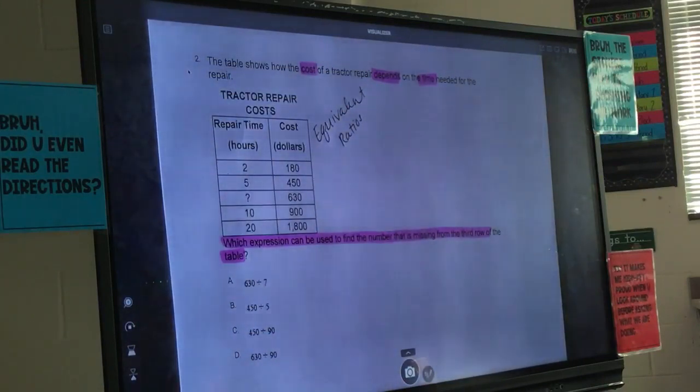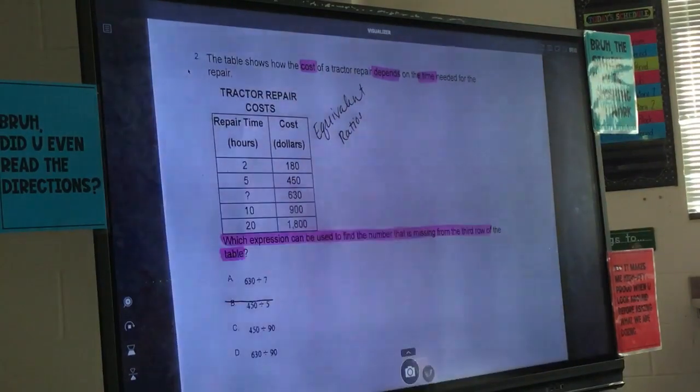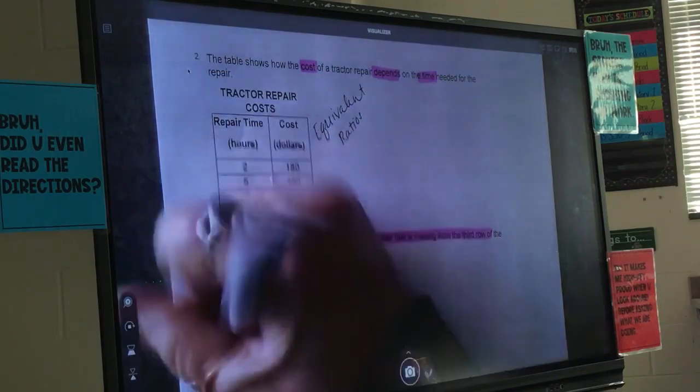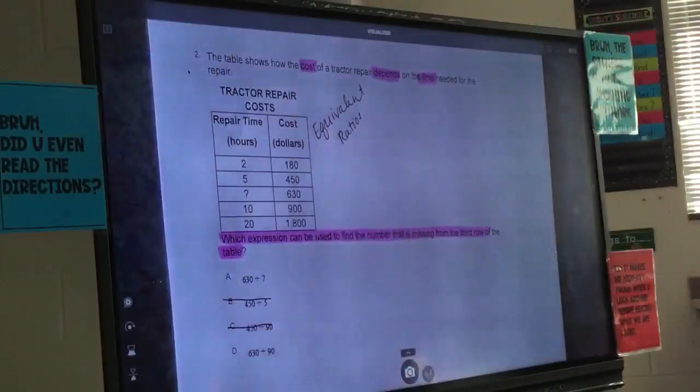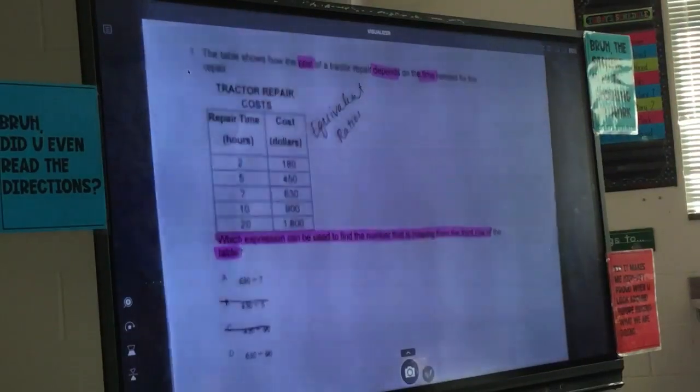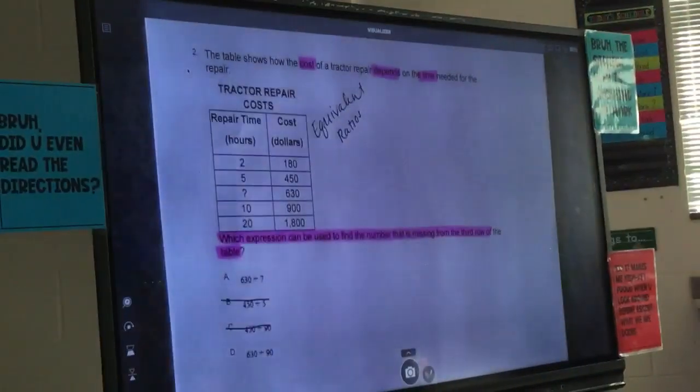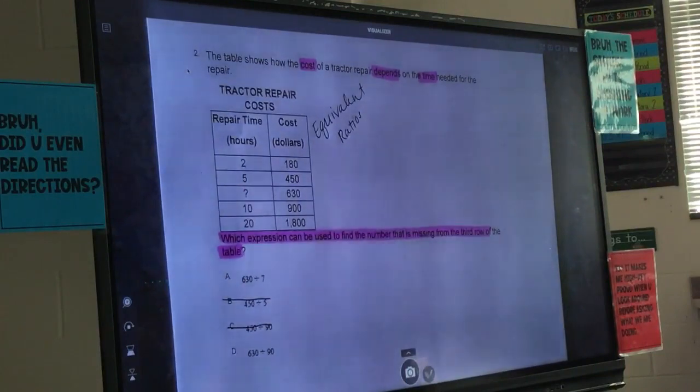Stand up if you picked B. We didn't have anybody pick B, right? Okay, B is definitely not the right answer. Because for B, when you do 450 divided by 5, you found out the unit rate, which is 90 to 1, or 1 to 90, however you want to say it. All right, then obviously, it's not going to be C either. So you're left with A and D. So if you picked one of those, you have a 50-50 chance right now of getting it right.